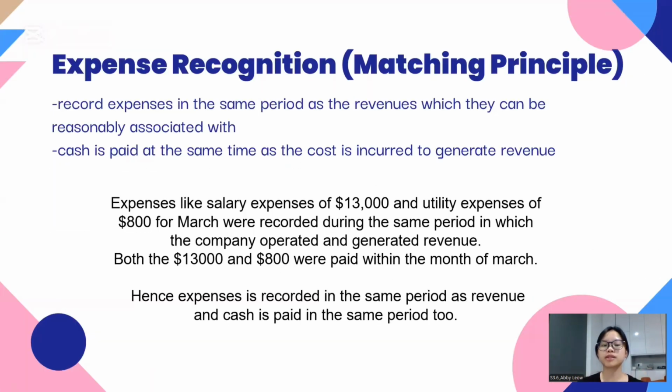They were both paid within March and they were both recorded within the same period in which the company operated and generated revenue. So hence, both the $13,000 and $800 were paid and recorded within the month of March. Hence, expenses are recorded in the same period as revenue, and cash is paid in the same period too.